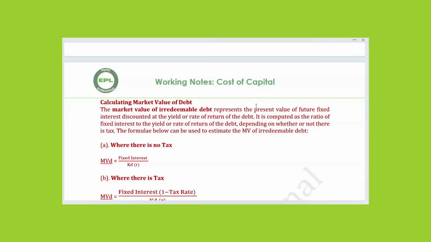Okay, so we also talked about how to estimate market value of convertible securities, and that the market value of convertible securities represents the present value of future cash flows. What are the future cash flows? The fixed dividend or interest, and then the conversion value discounted at the yield or rate of return on the convertible. So anytime you want to calculate market value of convertible, just go ahead and calculate present value of interest or dividend, and then present value of the conversion value. That's all you need to do. Add it up. That will give you the current market value of the convertible. It's very straightforward.